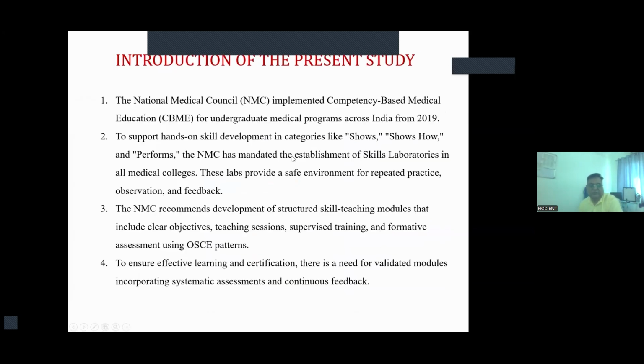With reference to the present study, the National Medical Commission implemented competency-based medical education in 2019, and to support hands-on skill development in categories like show, solve, and perform, NMC had mandated establishment of skill laboratories in all medical colleges, those who do not have till now. The NMC recommends development of structured skill teaching modules that include clear objectives, teaching sessions, supervised training, and formative assessment using OSCE pattern.